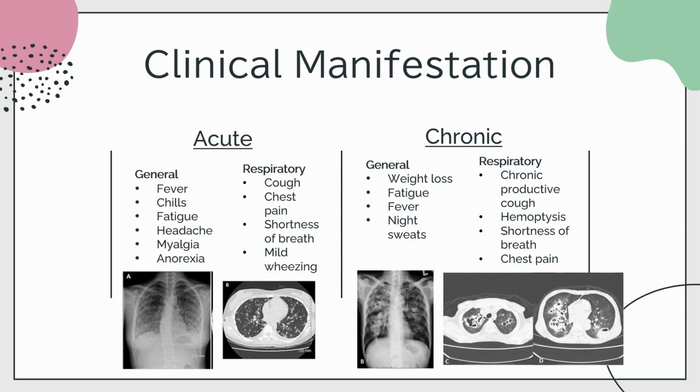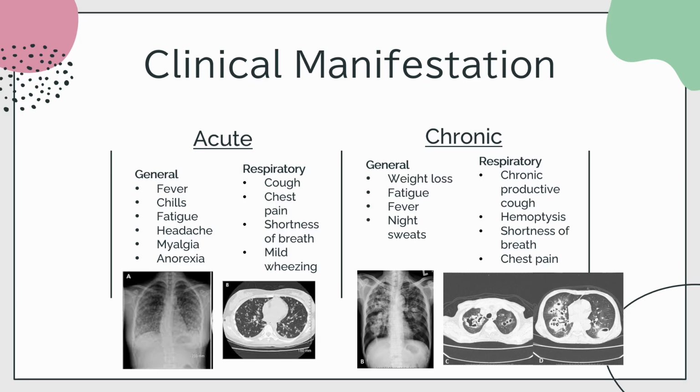While histoplasmosis is most often asymptomatic, it can manifest as acute, chronic, or disseminated histoplasmosis. Acute histoplasmosis occurs about 1 to 3 weeks after inhaling spores, and in general, the symptoms may mimic flu symptoms. Typically, in general symptoms, you'll see fever, chills, fatigue, headache, malaise, and anorexia.